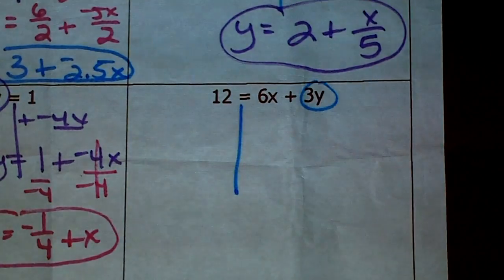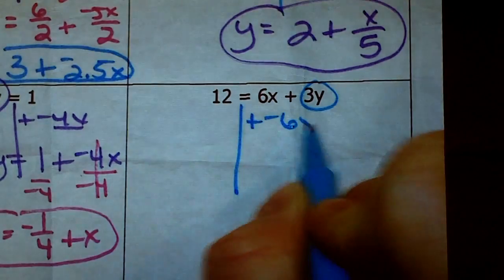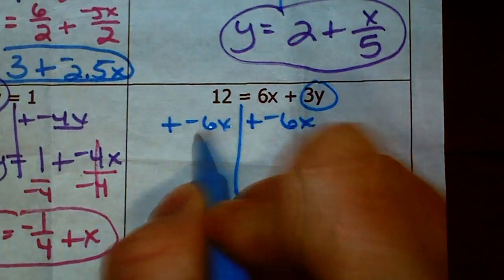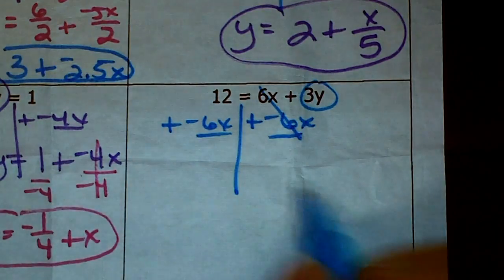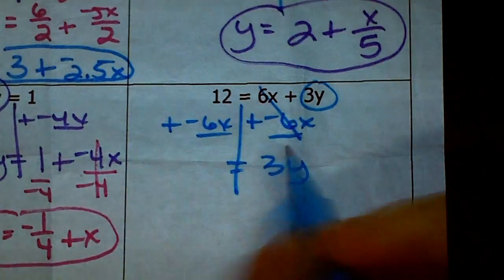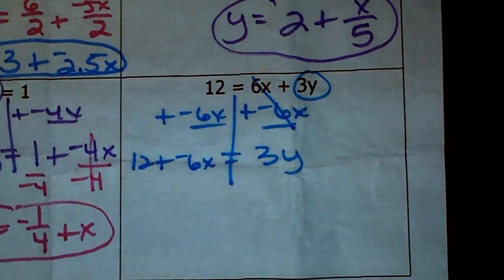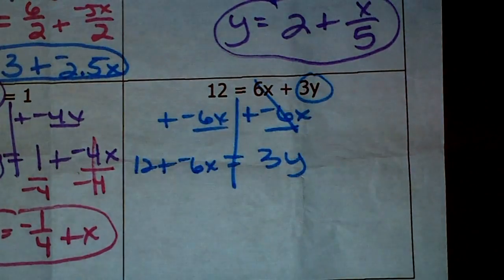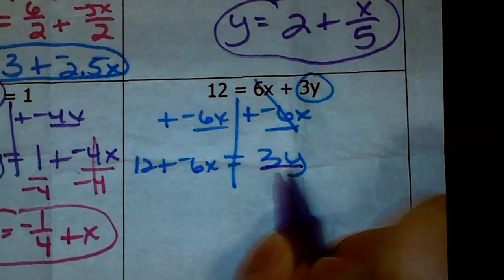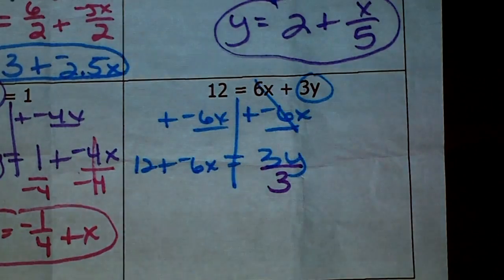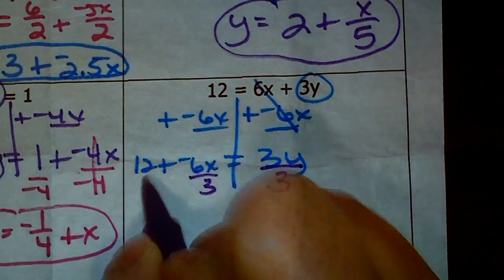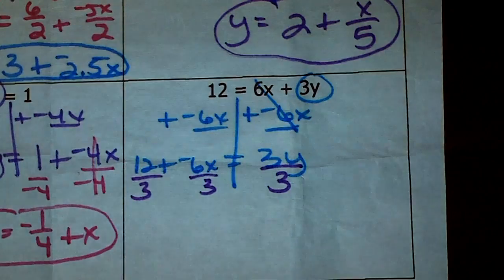I want this 3y to be by itself because I'm solving for y. So I'm going to get rid of this positive 6x by adding a negative 6x. Those will go away. 3y will be left, and I have 12 plus negative 6x left on this side. Again, I can't add those together because 12 does not have an x. So now, I'm going to divide this side by 3 so that I can isolate the y. That means this needs to be divided by 3, and so does that.